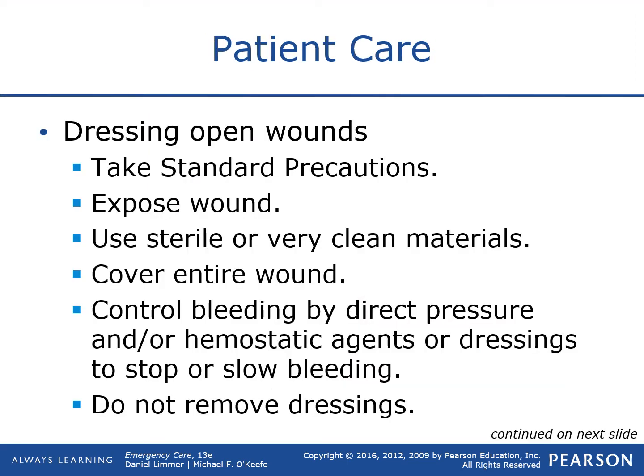So for dressing open wounds, again, PPE, expose the wound. We probably want to irrigate the wound just to get things out of it that shouldn't be in there. And it's important that we cover the entire wound with our dressing, and then cover the entire dressing plus some with our bandage. We control the bleeding with direct pressure. You can use a hemostatic agent if needed, and if none of that works, then we go to a tourniquet, which again we talked about with bleeding and shock.